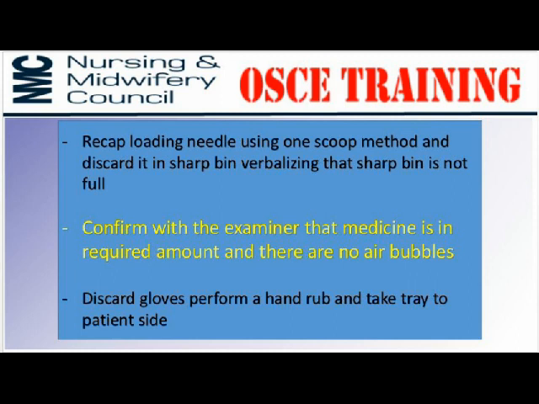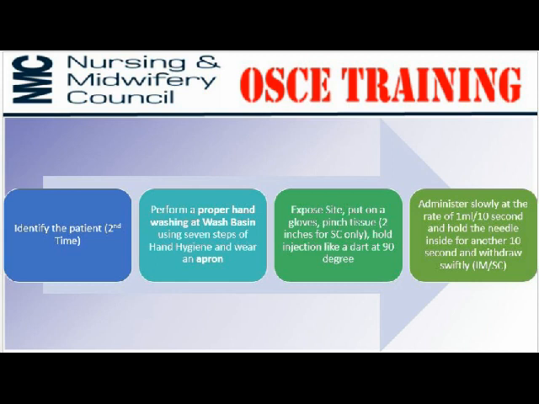Discard gloves, perform a hand rub and take the tray to the patient's side. You have to identify the patient for the second time. You have to make sure that the patient is the same one you have talked to before. So identification of the patient is a must. After identifying the patient, perform proper hand washing at the wash basin provided using 7 steps of hand hygiene and wear an apron.